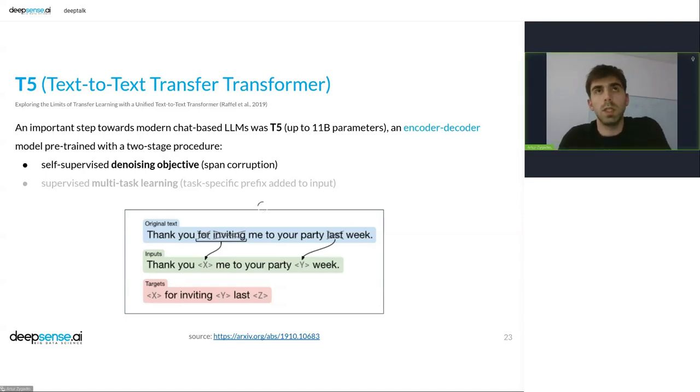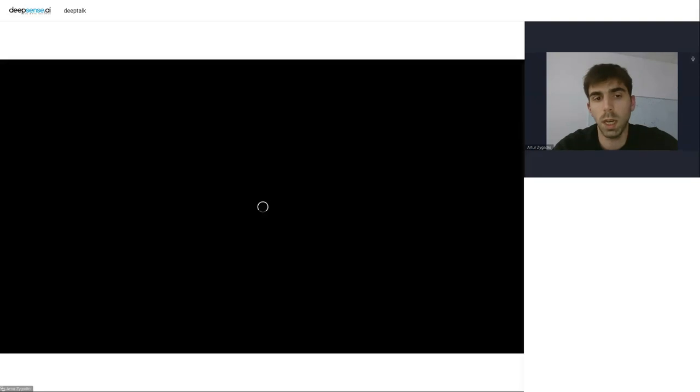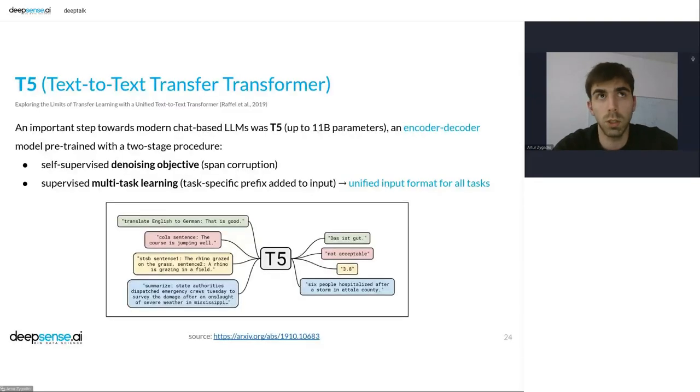Let me tell you about the second stage of pre-training T5, which is even more important, which is the supervised multitask learning objective. In this part, I will tell you how it's similar to the modern chat-based LLMs. So researchers at Google wanted to create a single model that can handle all NLP tasks, and they came up with a unified input format for all of them. How did they do that? They added a task-specific prefix to each input text.